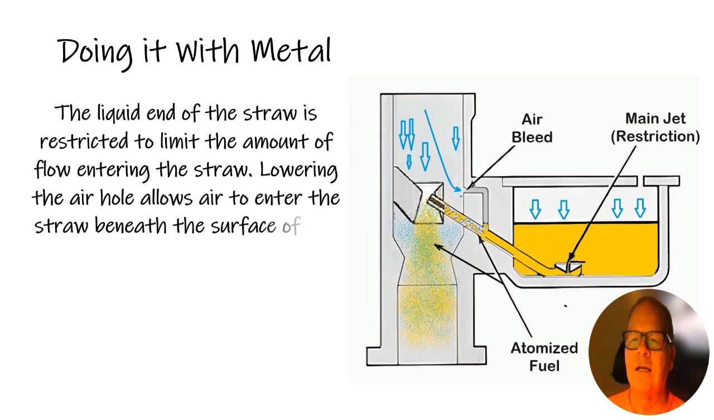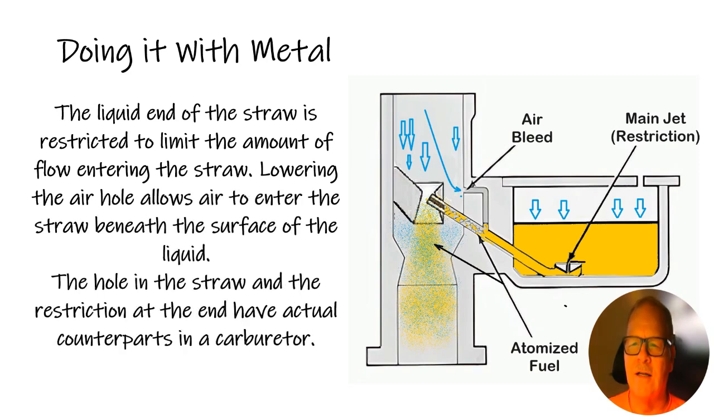Now the liquid end of the straw is restricted to limit the amount of fuel flow into the straw. Lowering the air hole lets the air enter the straw beneath the surface of the liquid. Now the hole in the straw and the restriction at the end have actual counterparts in a carburetor. So here's your main jet, that's your restriction, and here's your air bleed, see? As it's pulling that fuel out of there, it's going to turn into a sort of mist, and then it's going to get pulled in here and mix with more air, and it's going to turn into pure vapor by the time it comes out of there. So you've got atomized fuel there.